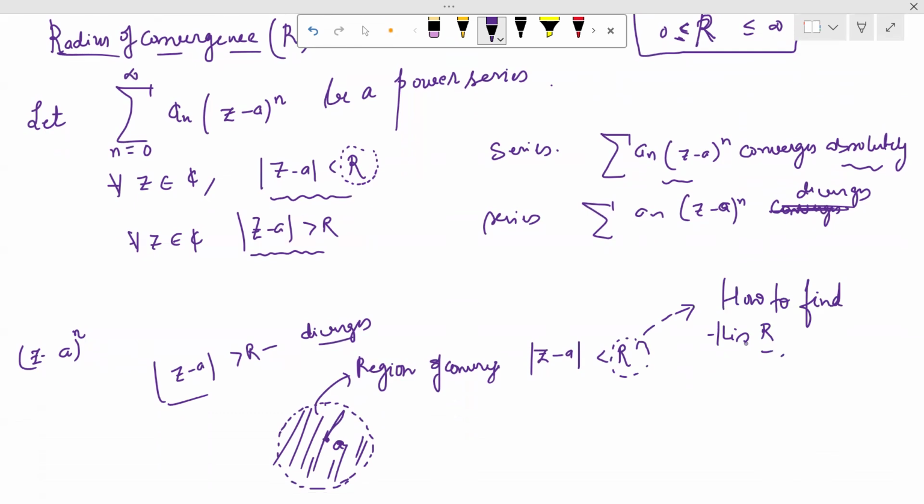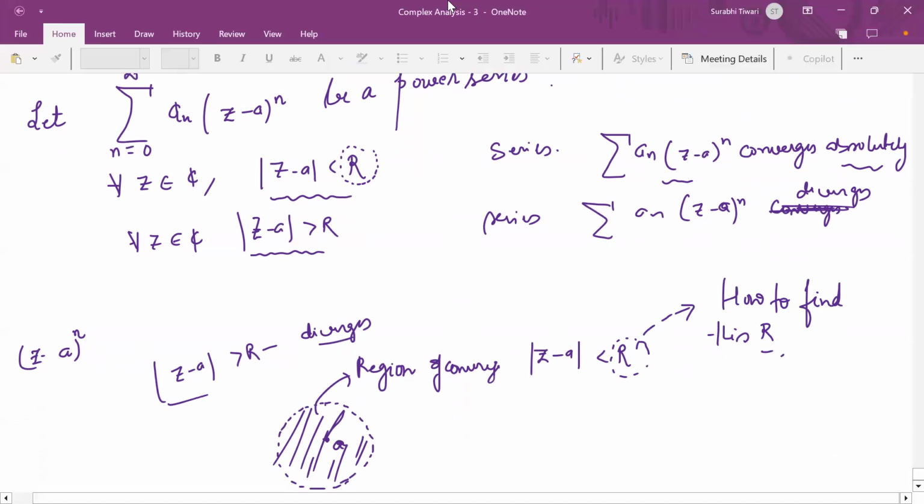Sir, equal to r? What happened? Equal to r. What is it? Speak louder. It's not audible. What will be the nature of the series at z minus a equal to r?